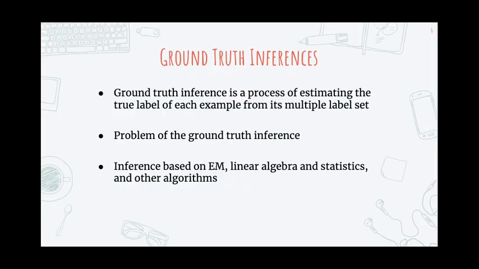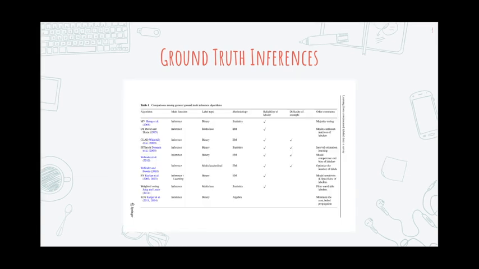Ground truth inference is a process of estimating the true label of each example, and the problem is that we need to obtain an integrated label yi hat for each sample i. There are different inferences based on EM, an algorithm based on maximum likelihood estimation, which is now considered to be a good model to analyze the error rate. It can also be based on linear algebra and statistics, which aims to interpret ratings of user-generated contents. And there are other inferences such as S-filter to filter out low-quality labelers in an active system. Here it indicates the different algorithm, main function, label type, method, reliability of labeler, and difficulty of example.